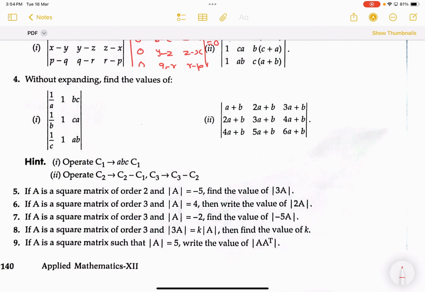A, B, A plus B, 2A plus B, 3A plus B. It is like that. So what you can do, some operation to eliminate that. So what you can do, children?